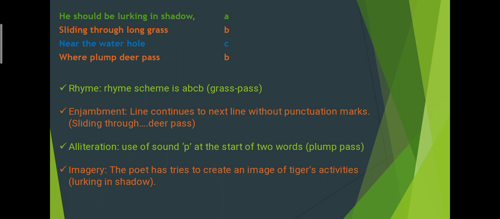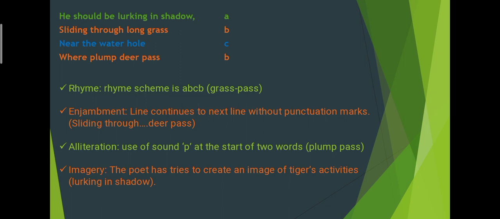And coming to the imagery, here also, when the poet is talking about the tiger which is in the forest, he mentions the tiger as "he." So when you use the concept of "he," what do we call it? Personification. It was used throughout the poem. That is the reason I did not mention it here.